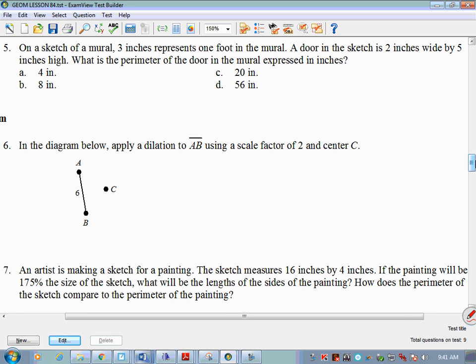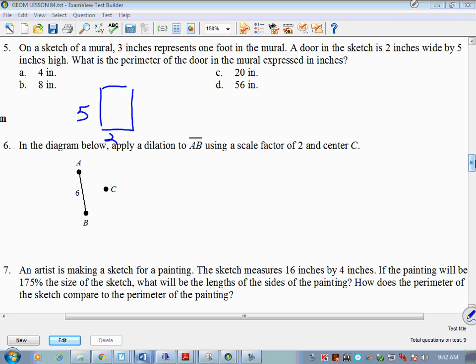Okay, 5 says on a sketch of a mural, 3 inches represents 1 foot. A door in the sketch is 2 inches by 5 inches high. What is the perimeter of the door in the mural expressed in inches? So let's do this first. On a sketch of a mural, 3 inches represents 1 foot. A door is 2 inches by 5 inches.